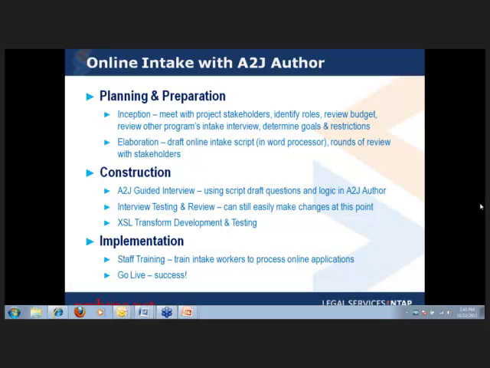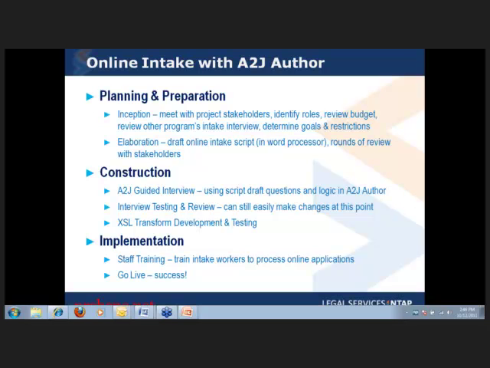And then you would go through interview testing and review. This is a great place to have reviews with your stakeholders. Sometimes people don't really understand what you're talking about with online intake until they see it on the screen as an actual user would use it. So there will probably be multiple rounds of testing and review, and different teams of people that you want to have review it, maybe together or at different points in that process.